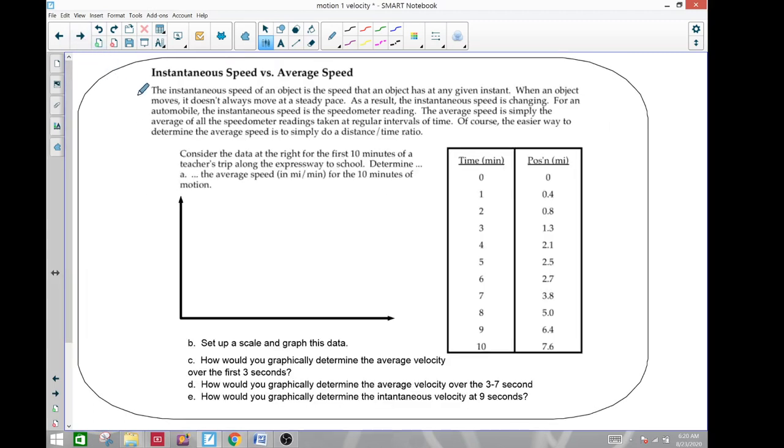All right, let's see what we got here. We're looking at the idea of instantaneous speed versus average speed. In fact, we'll stop our discussion here and give you a break, then come back and discuss our next topic of instantaneous speed versus average speed.